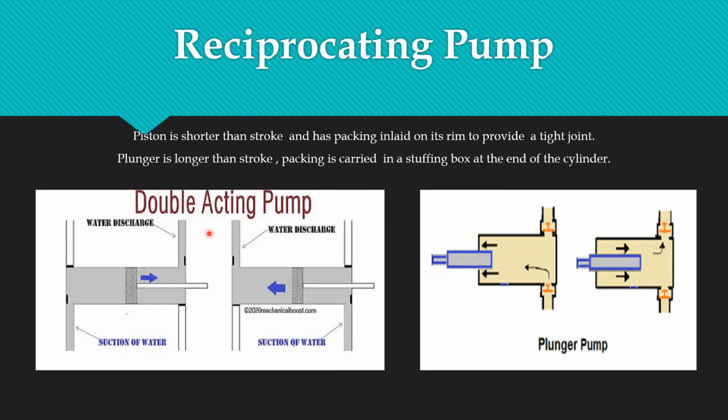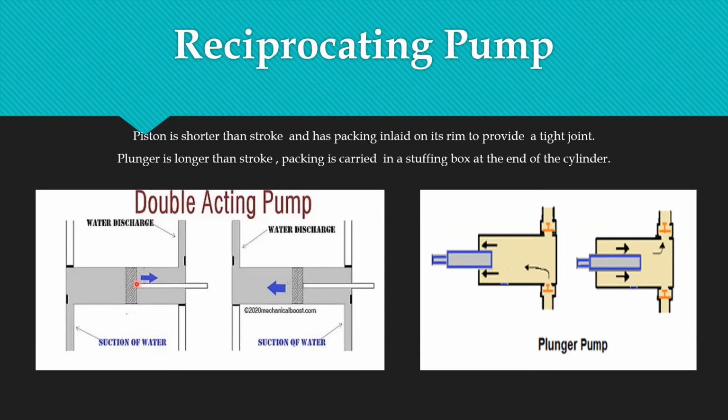You can see the schematic diagram of the piston and plunger pump of the reciprocating type. The piston is shorter than the stroke and has packing laid inside to provide a tight joint. The plunger is longer than the stroke. Packing is carried out in a stuffing box at the end of the cylinder.